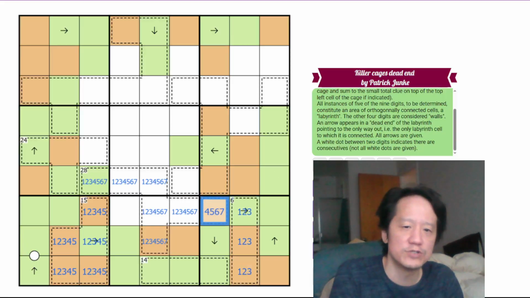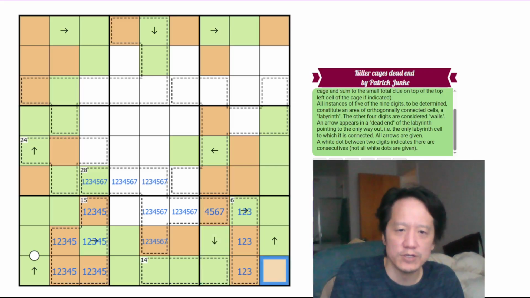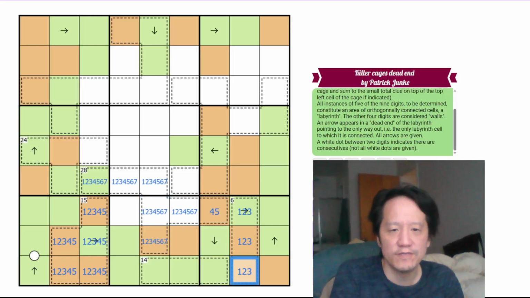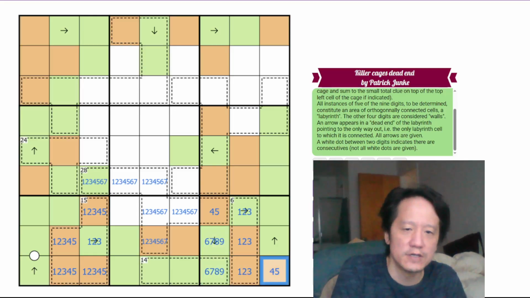That eliminates 1, 2, and 3 in the rest of the box. This can't be 1, 2, or 3. And we know the walls are 1 through 5. So it has to be 4 and 5 are both walls. So this cannot be 4, 5. This is a labyrinth, 1, 2, and 3. We have a 4, 5 pair already in box 9, so the rest of the digits are 6 through 9 then.